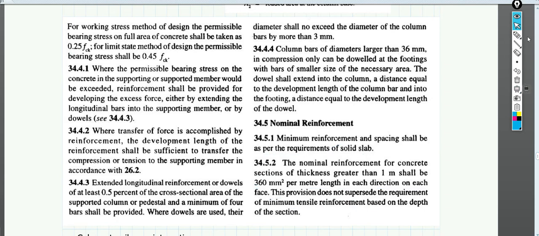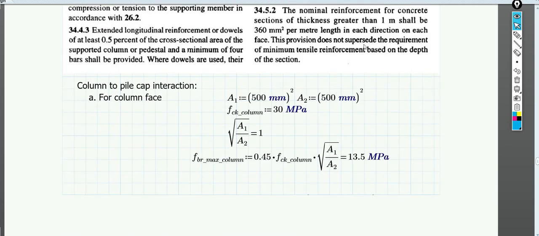Okay, so let's go into our calculations. Now, as we are talking about the bearing stress of the joint between the column and the pile cap, let's find out the bearing force. For that, we have to consider two cases. Suppose this is the column, this is the pile. So we have to consider two phases basically.